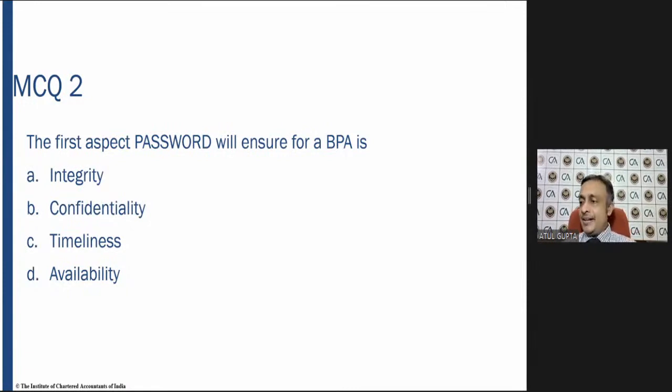Okay, so let us look at the answer. MCQ 2. Maisha, you have not given the answer. You said A and B, but it is only one. Let us see what the correct answer is. Great, so you understand it. What is confidentiality? Only the authorized person, he or she, can access. So a password will only allow an authorized person to gain access. Great.